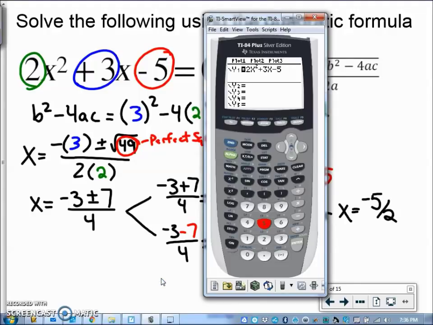I can plug this into my calculator. I can go to the table to find my x-intercept. Table. See, I do have two solutions. I find one of my values at 1, 0, but I know I have -5/2 as my other solution. So I have to go to second trace, value, and I can enter in -5 divided by 2. That's also known as -5/2. And I come up with y equals 0. So I know that -5/2 is also a solution.